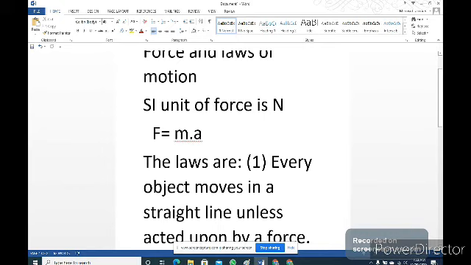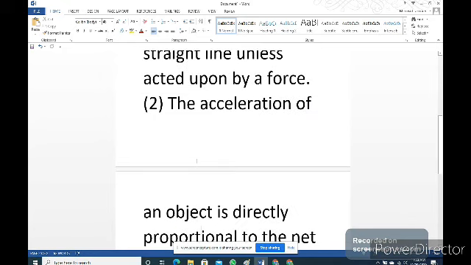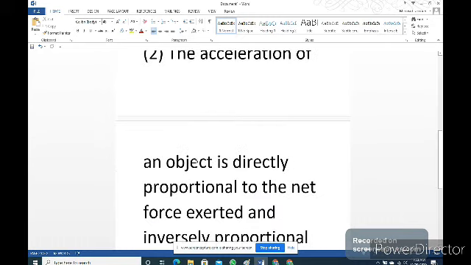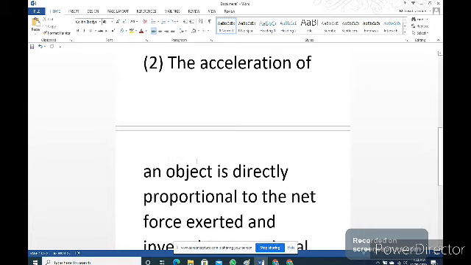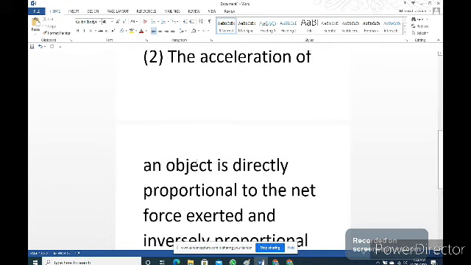See, a car moves forward. It only moves on a straight road and does not turn anywhere. Suddenly, if a bus hits the car, then the car suddenly stops. So a force is applied, and at that time this first law is correct. The acceleration of an object is directly proportional to the net force exerted and inversely proportional to the object's mass. So this is the second law.